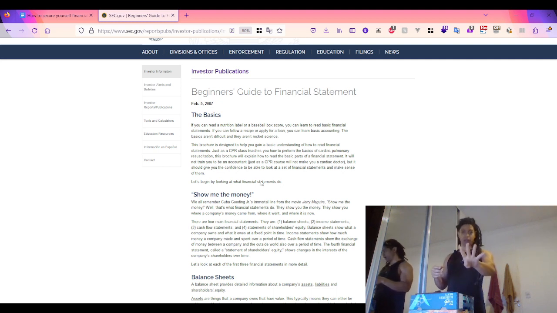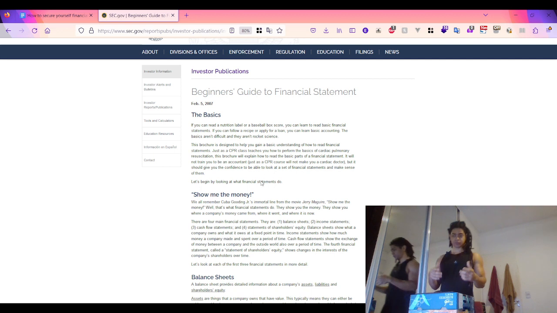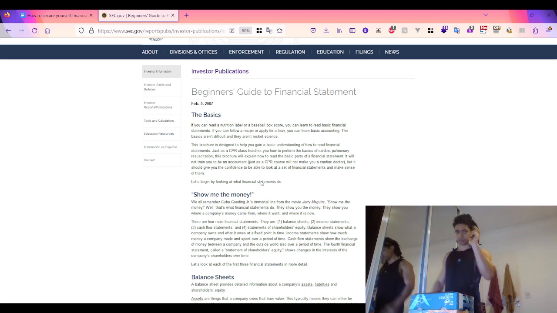And there are four types of them. You have balance sheets that focus on what a company owns and what it owes at a fixed point in time. The income statement shows how much money a company made and spent over a period of time. The cash flow statement shows the exchange of money between the company and the outside world, as well as the statement of shareholders' equity, which shows the change in interest of the shareholders over time. And this section only focuses on the first three financial statements.